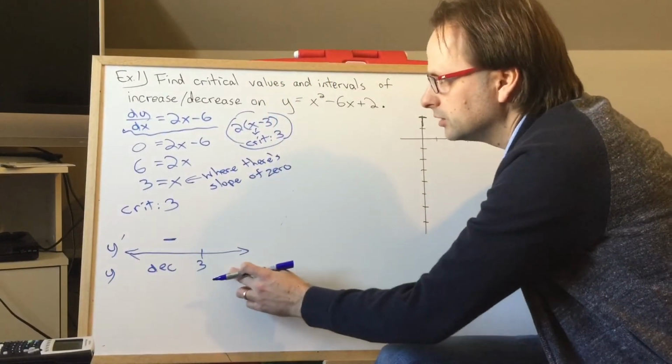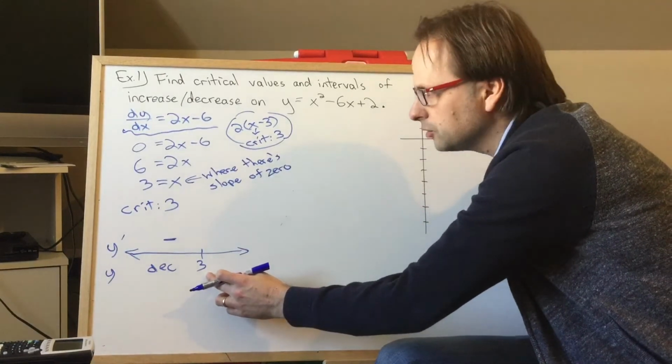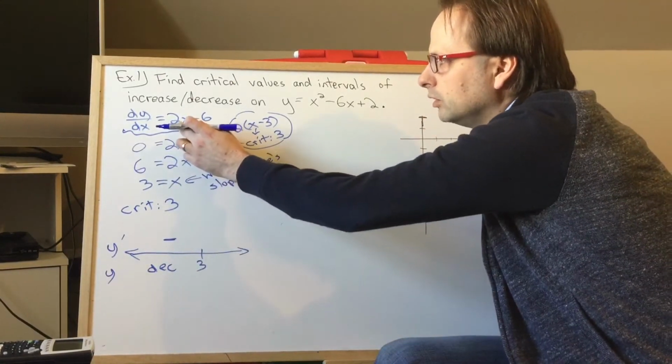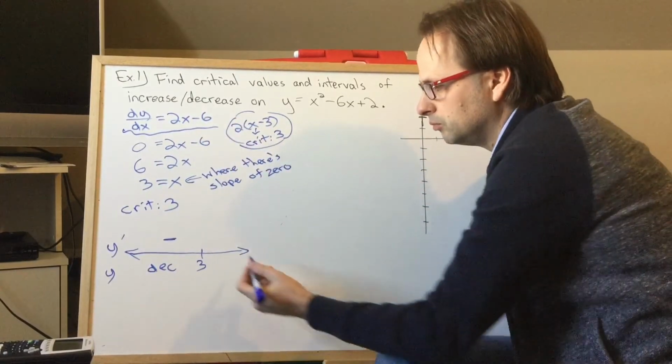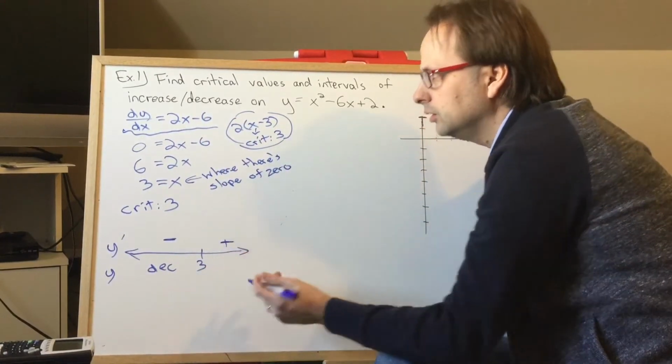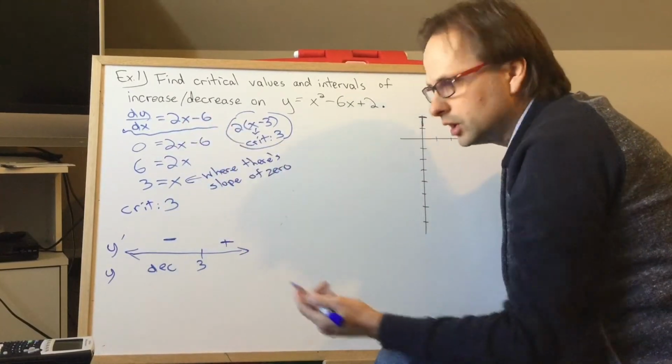Okay, now I'm going to test on this side. Let's put in a number that's bigger than 3. Maybe we'll put in 4. 2 times 4 minus 6. That's going to be positive 2, or a positive value. Or if I put in 1,000,000, it's still going to be positive.